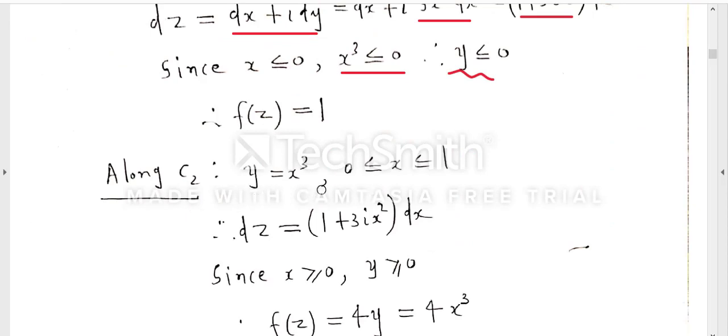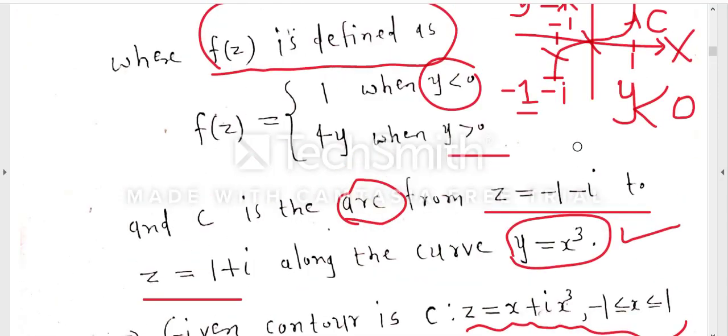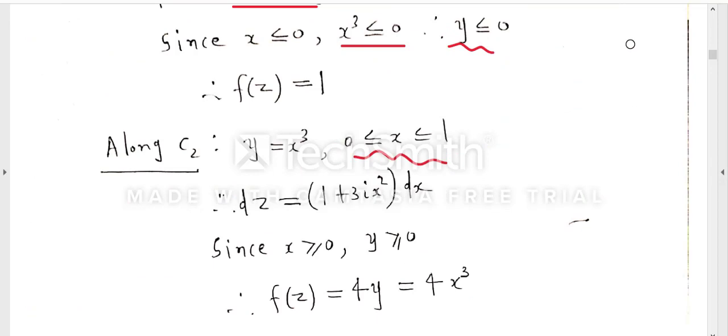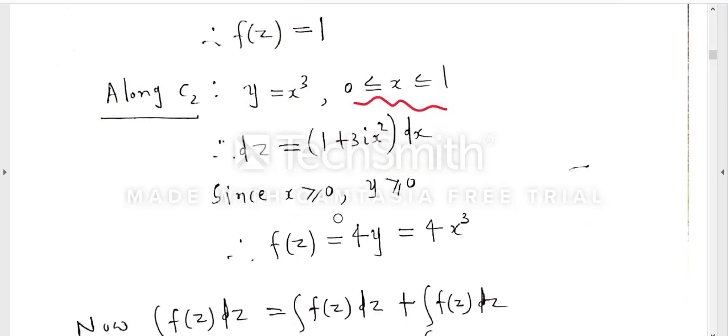Similarly along C2, y is x cube, but x is from 0 to 1. Along C2 means we are here. So along C2 x is between 0 and 1, so x is non-negative, that means y is non-negative. So f of z is 4y. It is defined in this way: if y is positive, f of z is 4y, and y is x cube, so f of z becomes 4x cube.